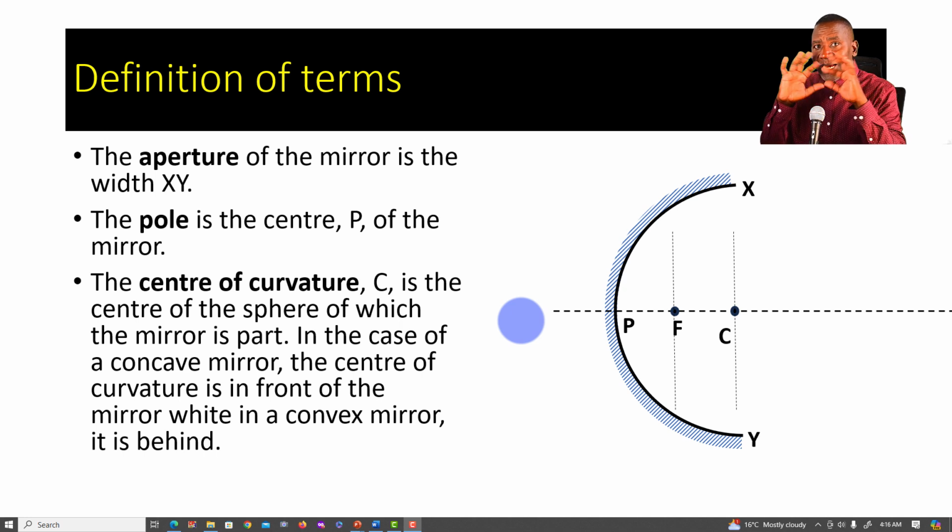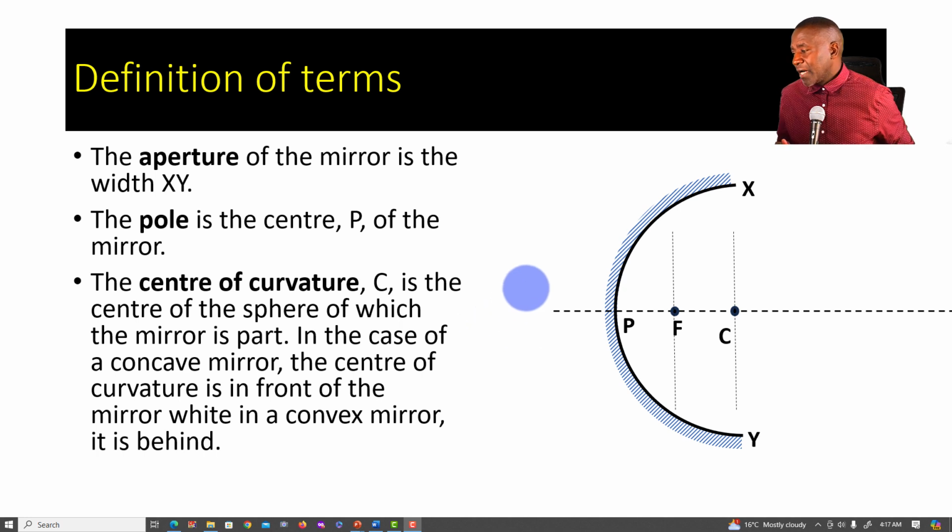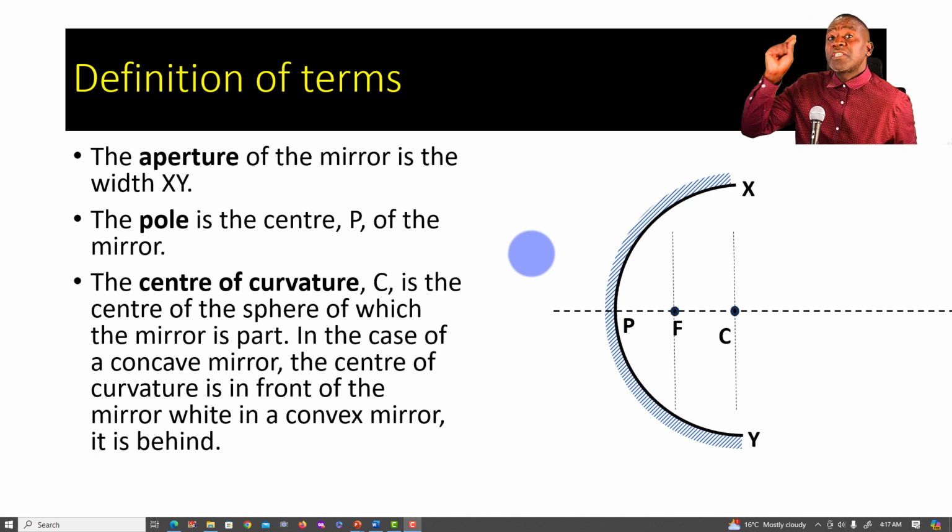That sphere has a radius. The radius of that sphere is the same as the radius of a small patch we cut on the sphere and make into a reflecting surface. You will find that the patch is part of the sphere, and that sphere had a radius. So the center of curvature is the center of the sphere from which the mirror was obtained.